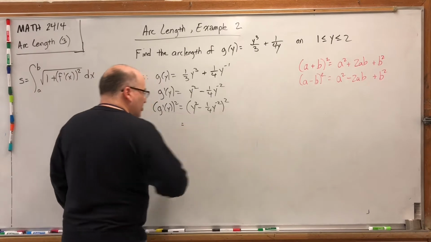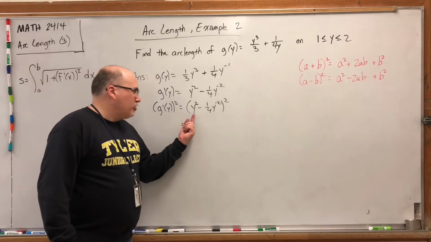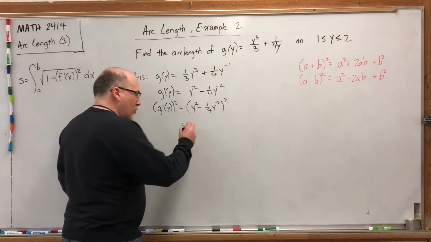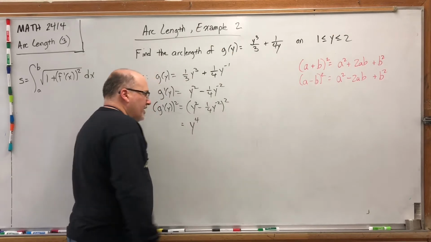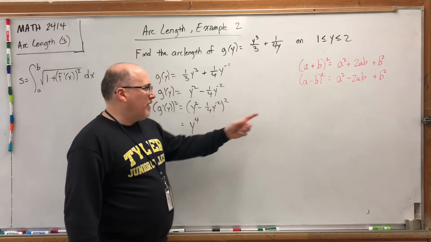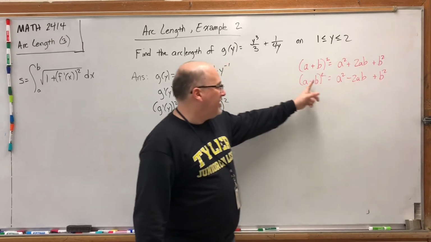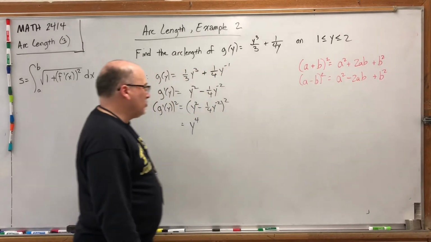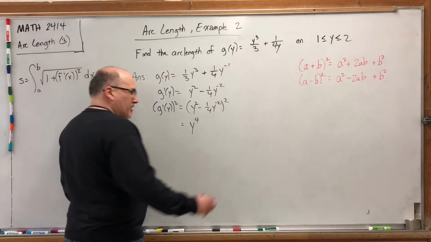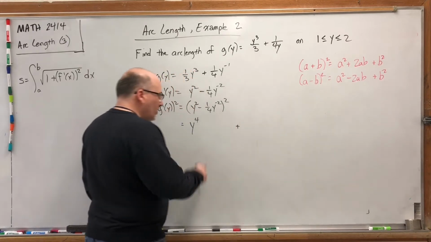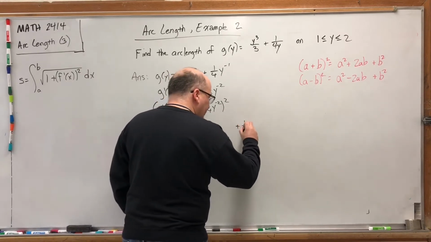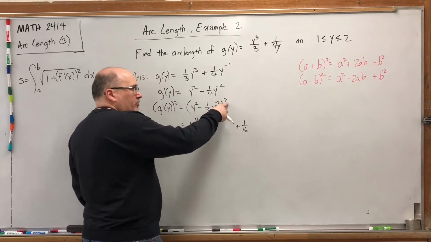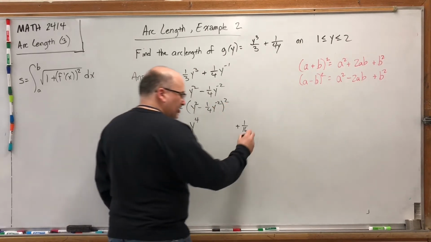So let's square this. If I square the first term, y squared squared is y to the fourth. If I square the last term, which by the way is the reason it comes out positive, the negative squared is positive, 1/4 squared is 1/16. And y to the negative 2 squared, if I multiply the exponents, I get y to the negative 4.